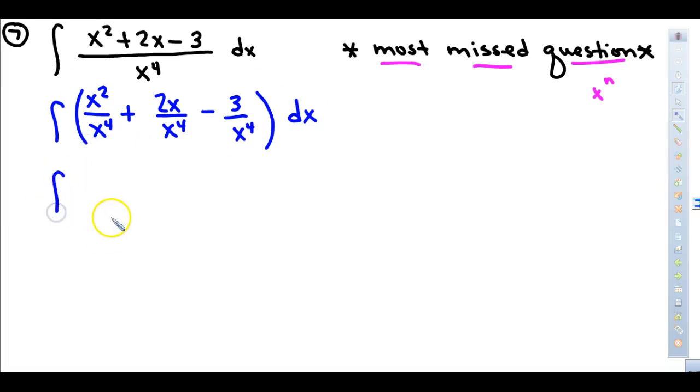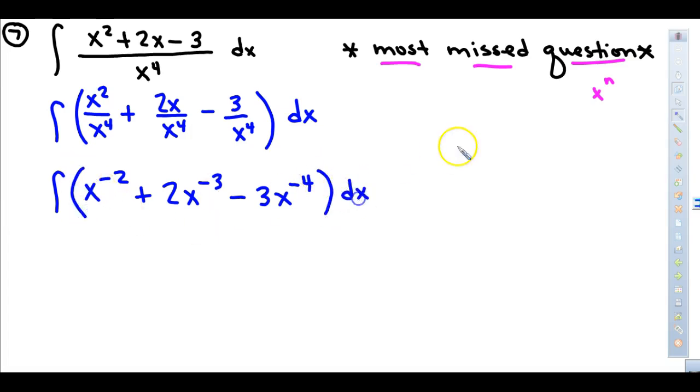Okay? I'm still simplifying. That's why I'm bringing that integral down, because I haven't integrated yet. Okay? So this becomes x to the -2 plus 2x to the -3 minus 3x to the -4. Alright, now that I've got all my terms in the form of x to the n, now I can integrate. Okay? So I'm going to add 1. -2 plus 1 is -1. Add 1 here. -3 plus 1 is -2. Add 1 here. -4 plus 1 is -3.